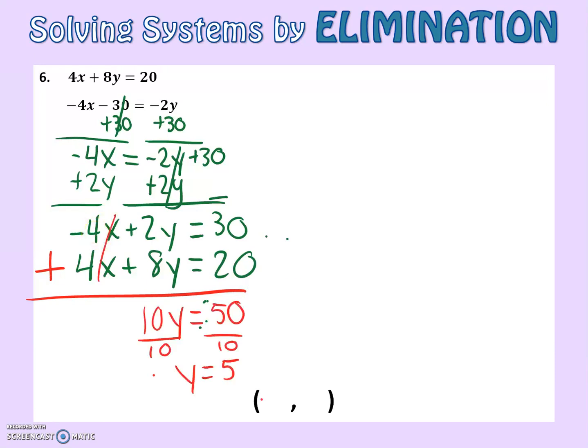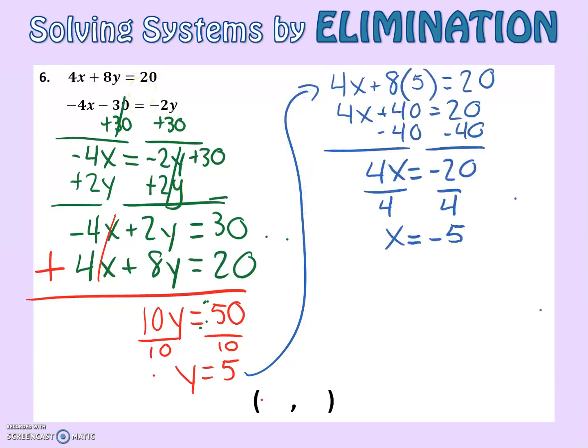All right, and when you did your elimination, you should have gotten y equals 5, which you'll then take and plug right into either one of these two equations. I'll choose the first one. All right, so you should have gotten a solution of (negative 5, 5). And that is elimination.